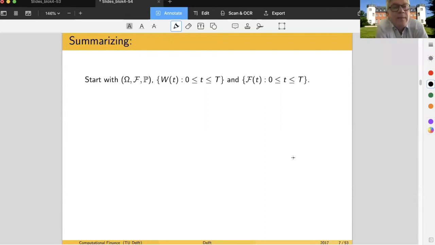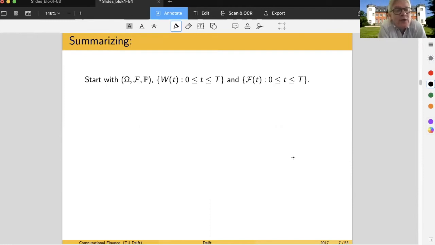Dear students, welcome back. We have reached section 5.2.3 and we will continue with a financial mathematics application. We will look at the discounted portfolio process, but first let's summarize what we have done so far.